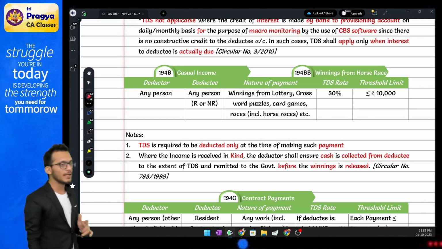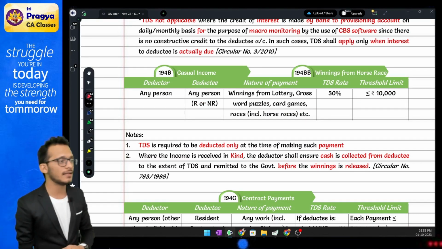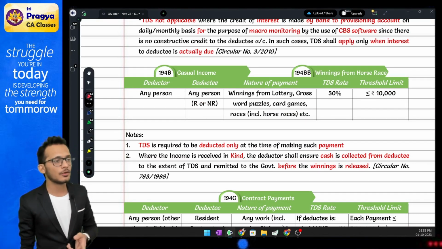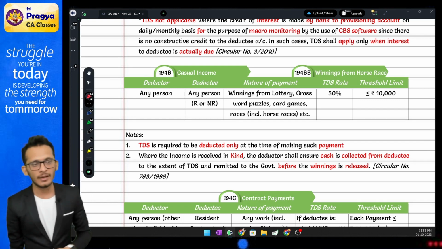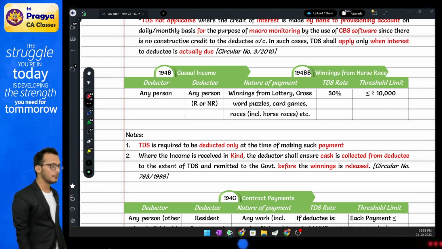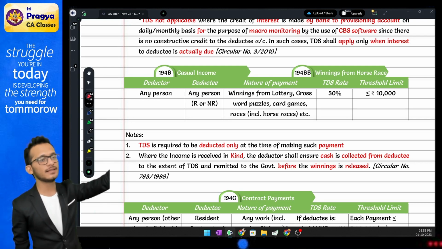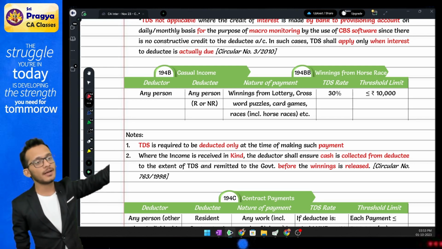Then you have something called 194B and 194BB. 194B and BB is your winnings. Winnings have TDS at the rate of 30% if the winnings are more than 10,000. Please be extremely careful in these kind of questions. If the question says that there is a winnings, the person would have already deducted TDS.